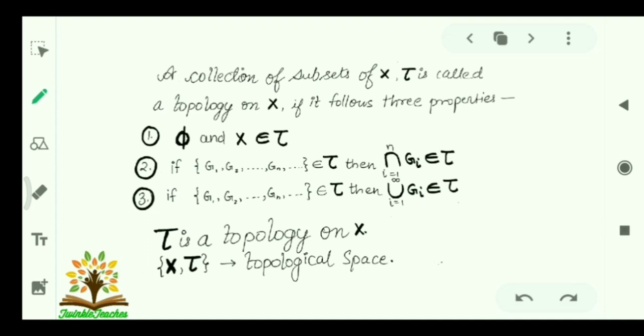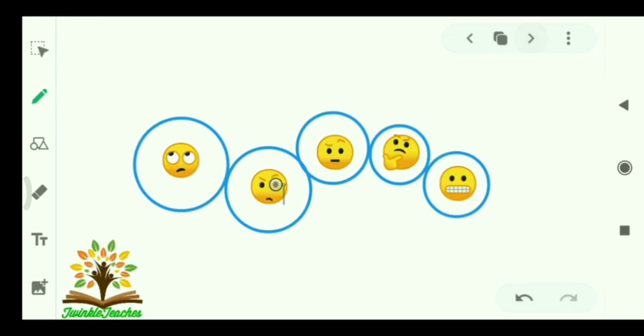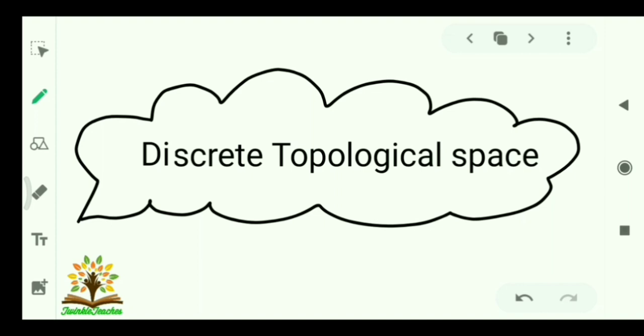If tau verifies these three basic properties, then we say that tau is a topology on X, and the pair X, tau together is known as a topological space. So this is about what is topology. Now let's come to the lesson, types of topological spaces. Can you guess any such type of topological space? Let's see. Discrete topological space.